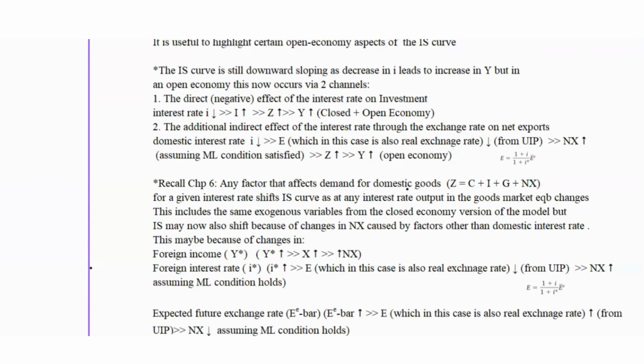One is through the usual effect of interest rate on investment, which we had in a closed economy as well, but now there's an additional indirect effect through exchange rates on net exports. And secondly, we know any factor that affects aggregate demand, i.e. demand for domestically produced goods and services, other than interest rate, shifts the IS curve. You still have the same exogenous variables as in the closed economy version of the model, but now the IS curve will also shift because of any factor that affects net exports other than the domestic interest rate.